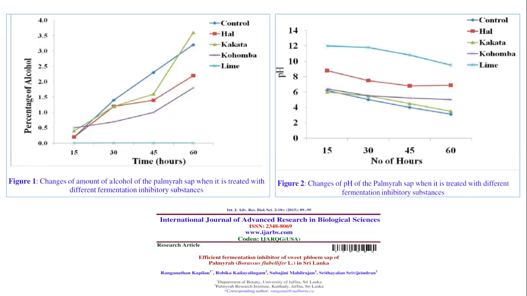If we are going to produce vinegar, then here you can see how the alcohol percentage is changing. So blue color is the control, and when we add, I don't know the name of this plant, you can see how it has increased. So we can use this type of bark, these plant materials, to convert the sap into toddy or vinegar. And here it's about the pH value. You can see how it has changed.